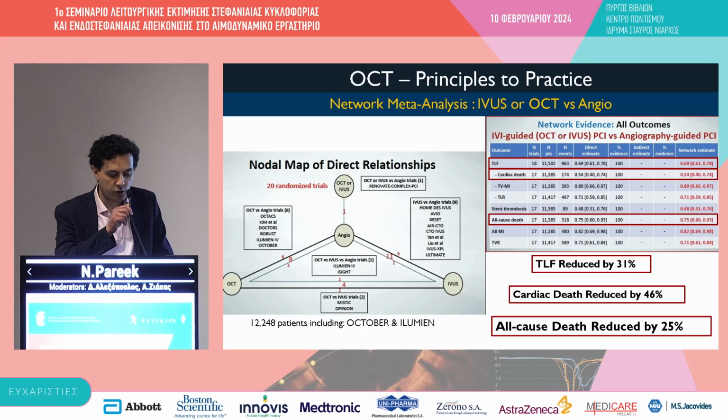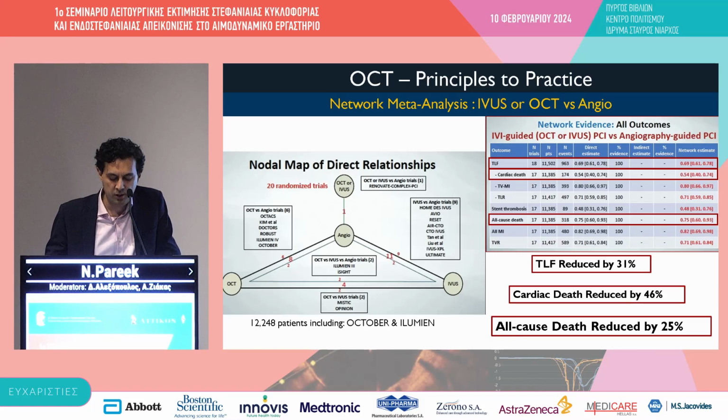In the same hotline trial at the ESC, Greg Stone then presented his network meta-analysis, where he looked at over 20 randomized controlled trials and 12,000 patients. In this, you can see that the odds ratios are really quite remarkable. All of them show benefit towards intracoronary imaging. And then if you look at the absolute numbers, they're really quite frightening. Target lesion failure reduction, 31%. Cardiac death, 46%. All-cause death, 25%.